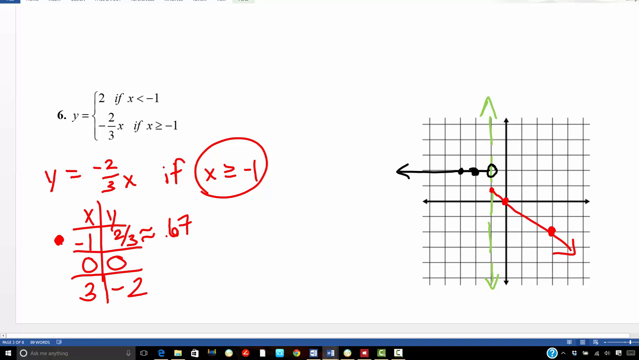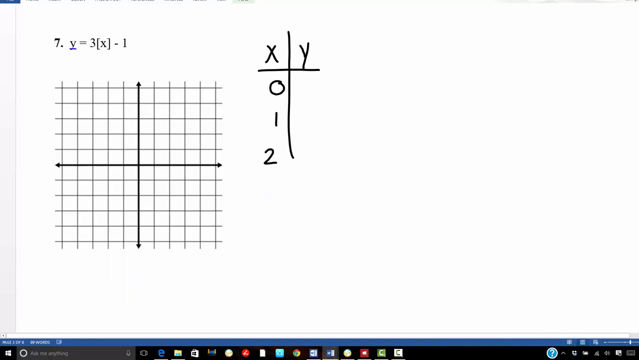Again, greatest integer function. Stick with easy values. Remember that this graph should look like a step function. It's not a line, it's steps. So substitute 0 for x, 1 for x, 2 for x. Should get those points.